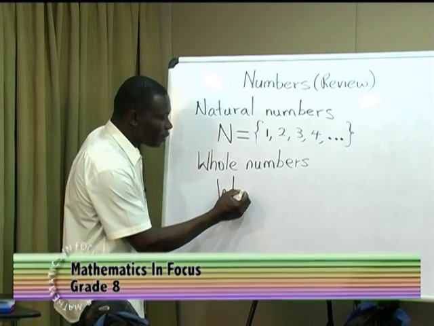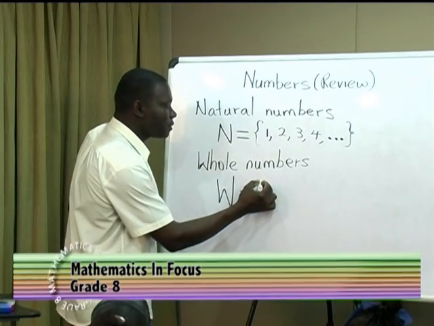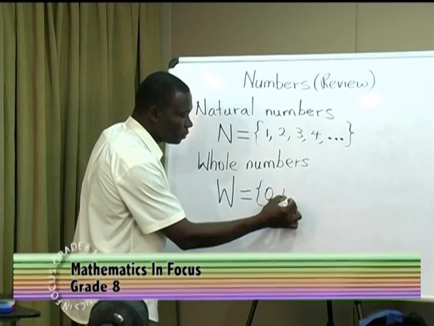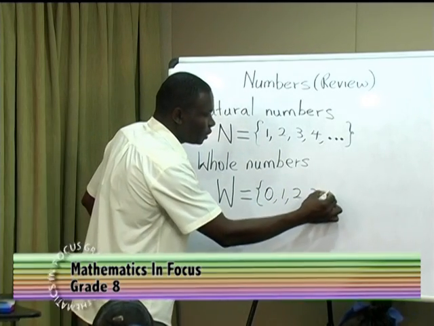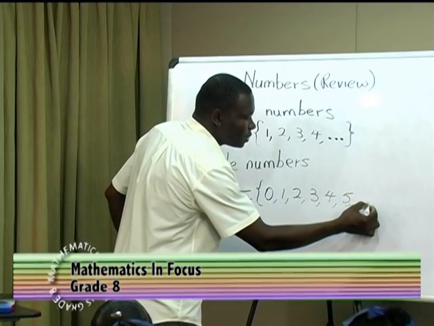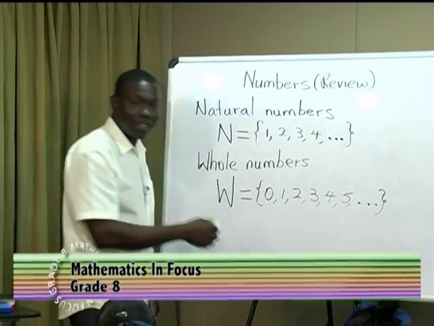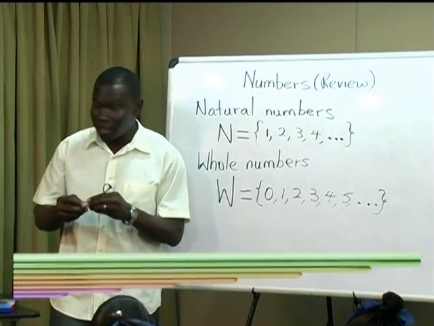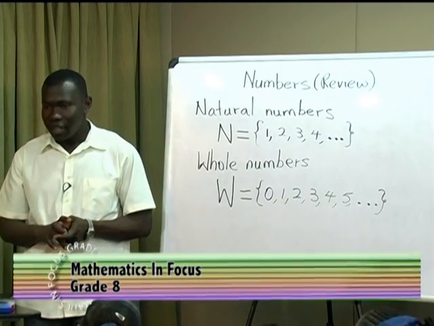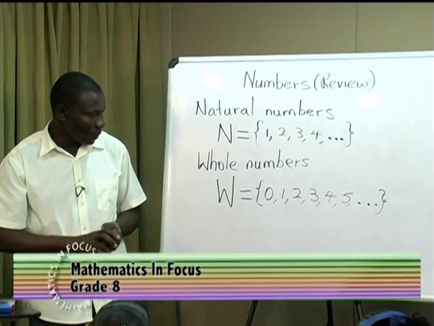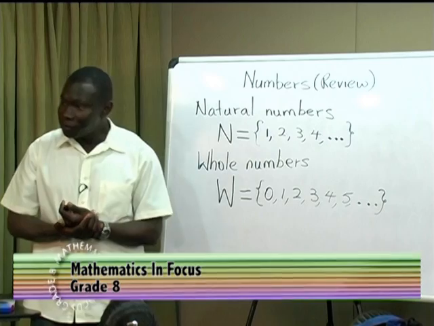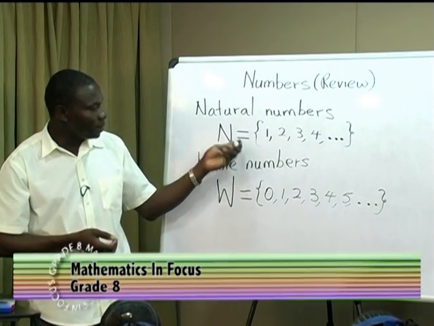So we can list the set of whole numbers as W is equal to the set of 0, 1, 2, 3, 4, 5. And then we list these three dots indicating that you can keep going on and on and on until you reach 70, 80, and so on. So we have two sets so far. We will observe that all the elements in this set can be found in that set.